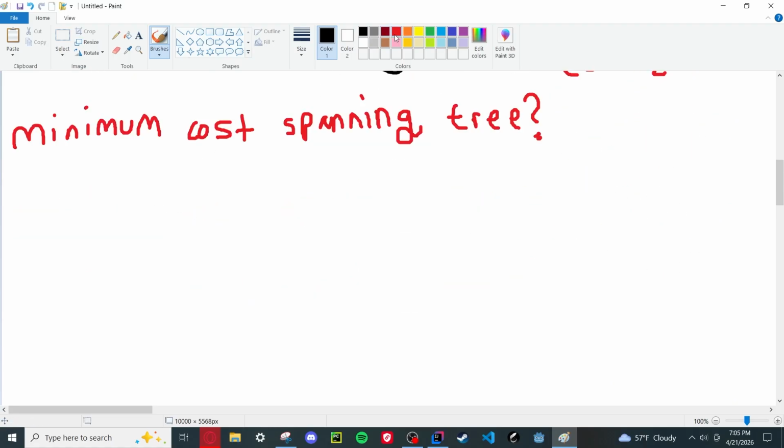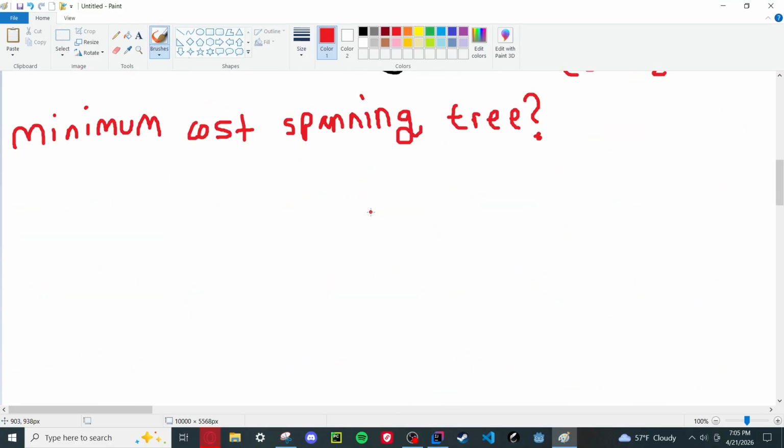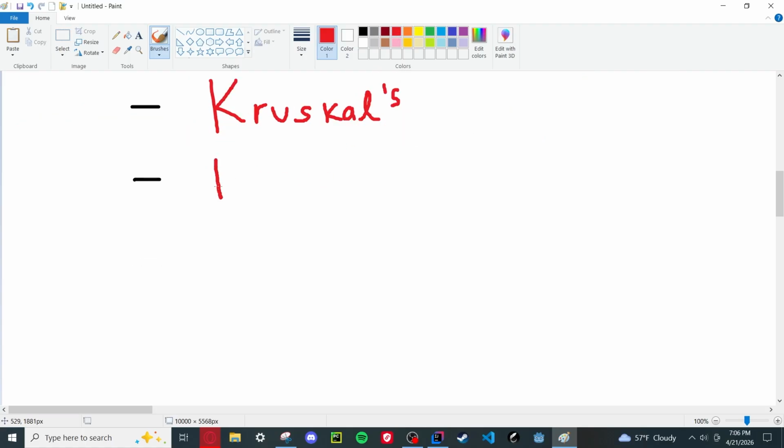No. There are algorithms, graph algorithms, that we can use to understand this. So we're going to go over 2. The first one is Kruskal's algorithm. Let's write out Kruskal's. And then the second one is by Prim, so it's Prim's algorithm. P-R-I-M, Prim.